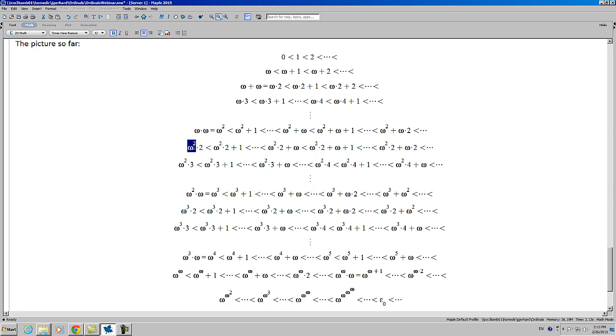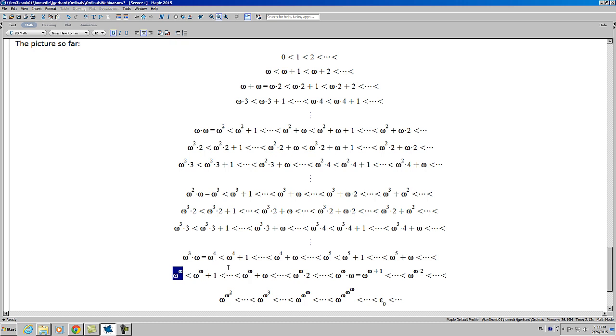We get to omega squared times 2. Can do all these things again. We get to omega squared times 3. Can do all these things again, and so on. We get to omega cubed, with which we can again add the same things on the right. We get to omega to the 4, omega to the 5th, omega to the 6th, and so on, omega to the omega.